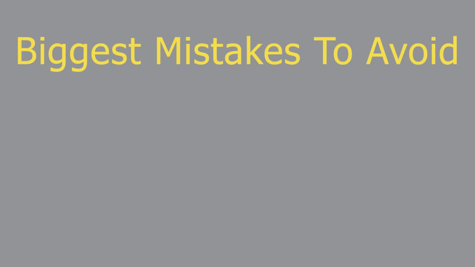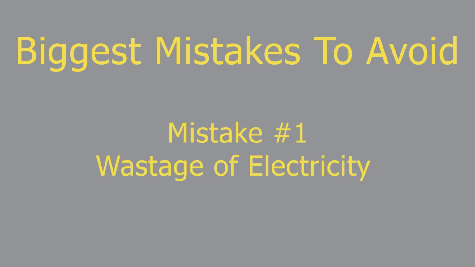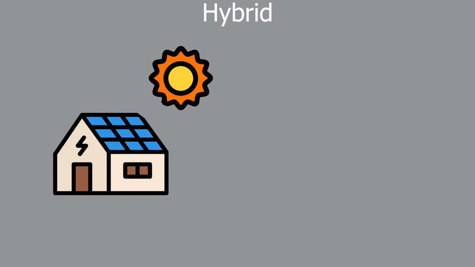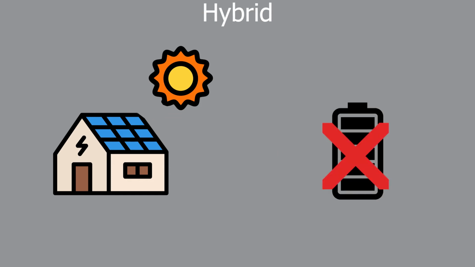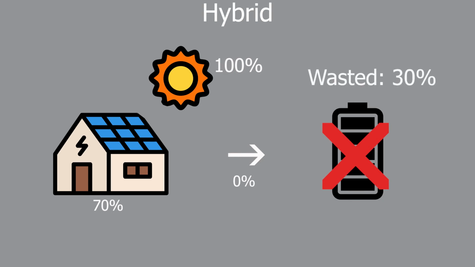The biggest mistake people make is wastage of electricity. Commonly people install hybrid solar systems. In this type of system, solar energy is provided to the house directly. If the requirement of the house is greater than what solar can provide, electricity is taken from the grid. Electricity is wasted in hybrid installations when people don't use batteries. Batteries can store excess energy which would be used when panels are producing less than what the house requires.